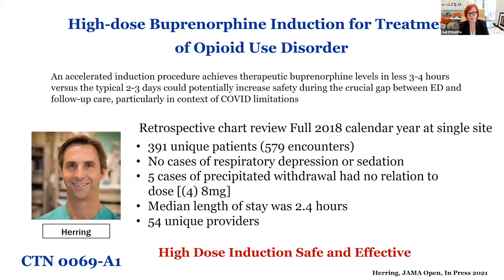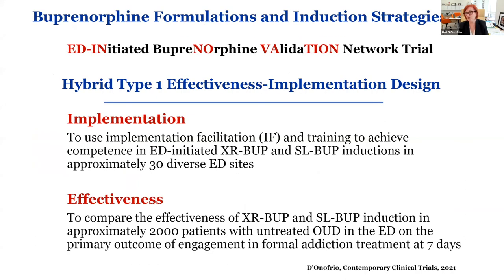And there were literally no cases of respiratory depression and only 5 cases of precipitated withdrawal that had nothing to do with dose. And these were giving people really high doses, anywhere from 12 to 32 milligrams. The median length of stay was low. It had nothing to do with what they were given. And 54 unique providers had used it during the course. So there is more to come with that.